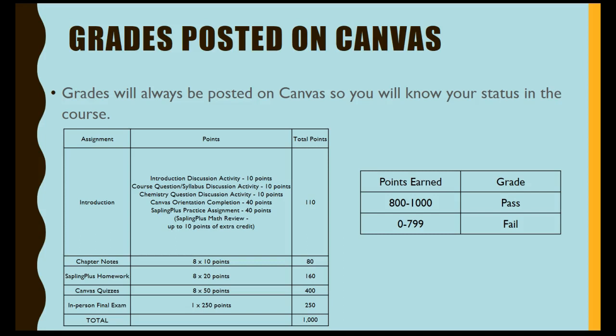You also have the option of earning up to 10 extra credit points by completing the Sapling math review assignment. Each week, the chapter notes are worth 10 points, and there are 8 weeks, so chapter notes are worth a total of 80 points. Each week, the Sapling homework is worth 20 points, and there are 8 weeks, so 160 points total. Each week, the quiz is worth 50 points and 8 weeks, so 400 points. And then the final exam is 250 points.